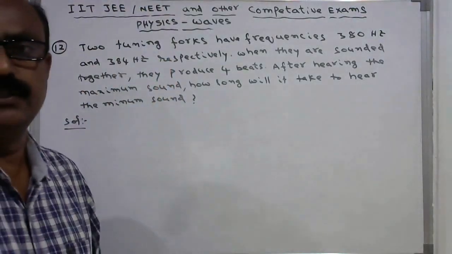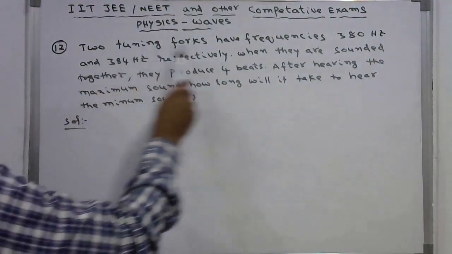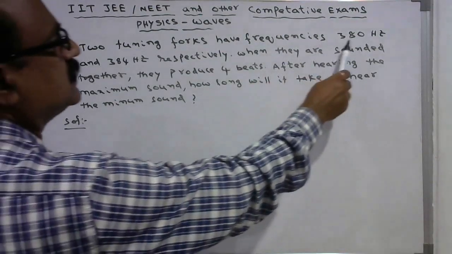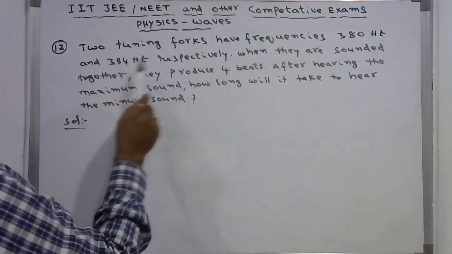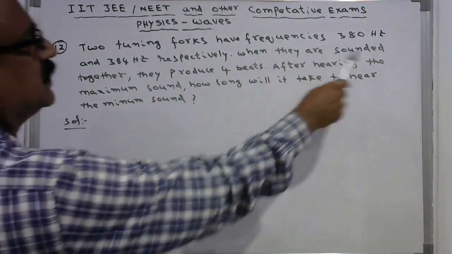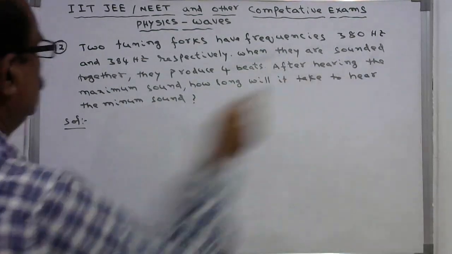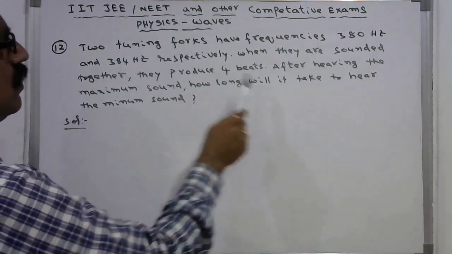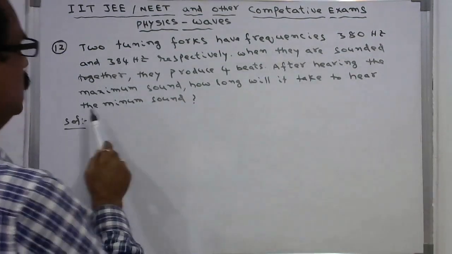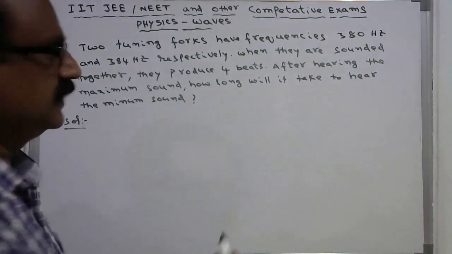Now let us see this problem. Two tuning forks have frequencies 380 Hz and 384 Hz respectively. When they are sounded together, they produce 4 beats. After hearing the maximum sound, how long will it take to hear the minimum sound?